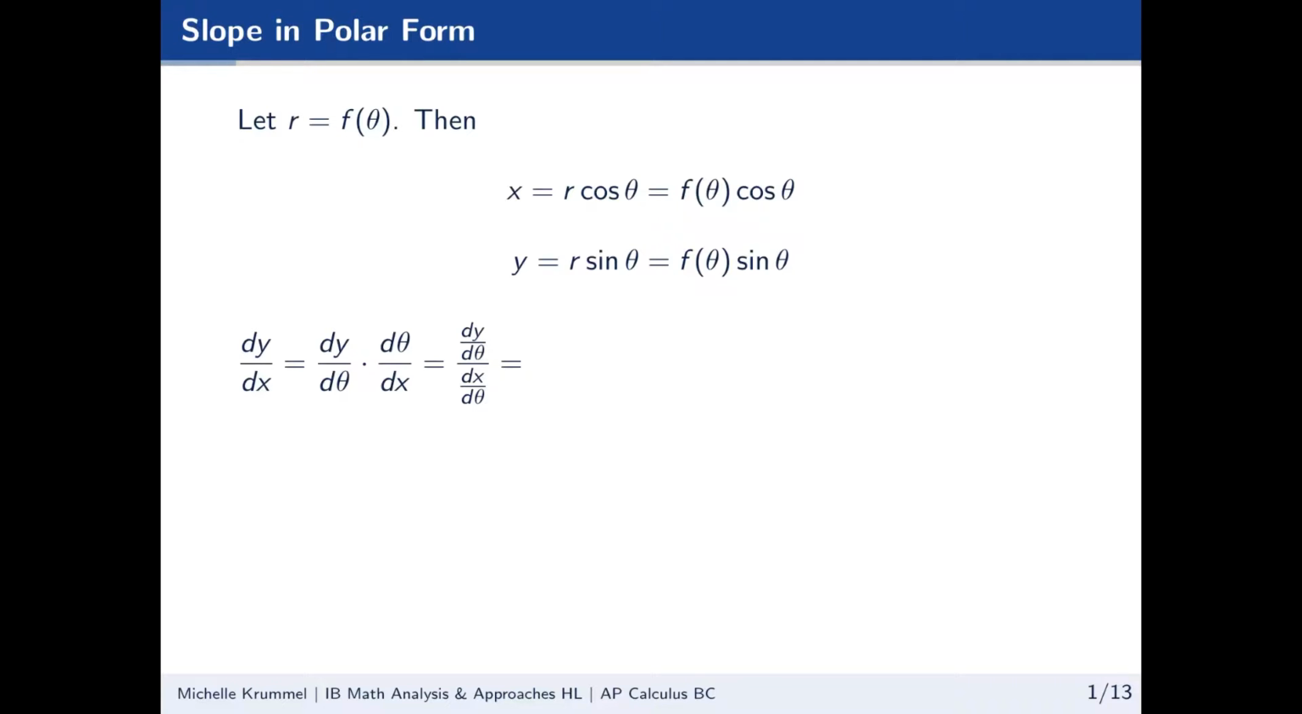When we talk about the slope of our polar curve, we're really referring to the slope in that Cartesian or rectangular coordinate system. So we do want to find dy over dx. The problem is our equation in polar form is not written in terms of y and x, it's written in terms of r and theta. So we need to find a way to express dy dx in terms of theta.